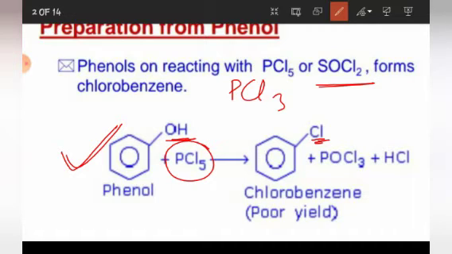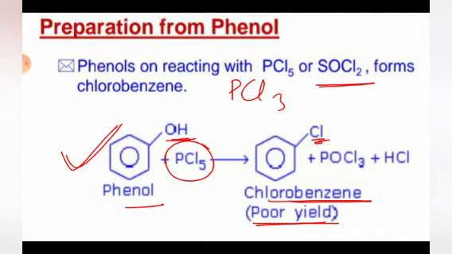So same can be done with phenol and we can produce chlorobenzene, but as you have seen, it is written poor yield. It means the reaction does not take place or the yield is very low. Now first of all, I will discuss what is the reason behind it. What I have told you is that phenol cannot be used to prepare haloarenes. Now what is the reason behind it?